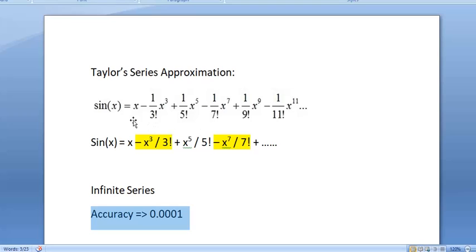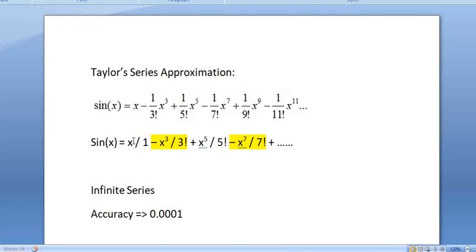If you see here, there's a definite pattern. And what is the pattern? The first term is x raised to 1 divided by 1 factorial. So what is 1 factorial? 1 factorial is 1. So x raised to 1 divided by 1 factorial, minus 1 divided by 3 factorial x raised to 3, plus 1 divided by 5 factorial x raised to 5, minus 1 divided by 7 factorial x raised to 7.